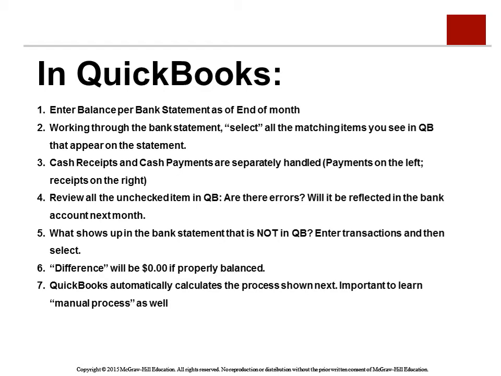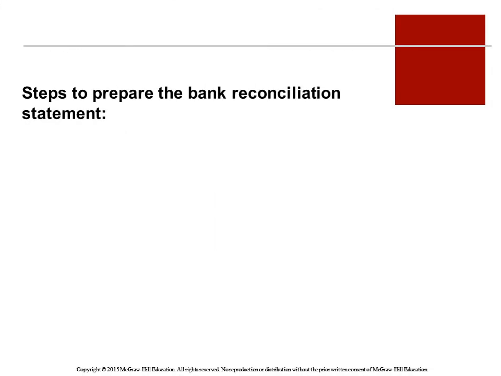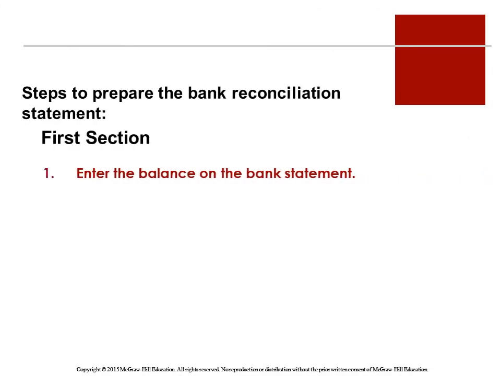So QuickBooks will almost do this. We did step 1 and step 2. QuickBooks will do that automatically. So what we're going to do is learn the manual process now as well, so that you understand what QuickBooks is doing. God forbid you ever have to do this manually, but if you understand the process of doing it manually, then you'll be able to troubleshoot if ever QuickBooks is giving you a problem. So how do you do it?